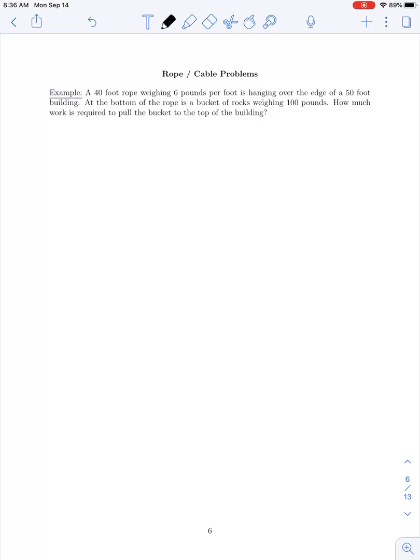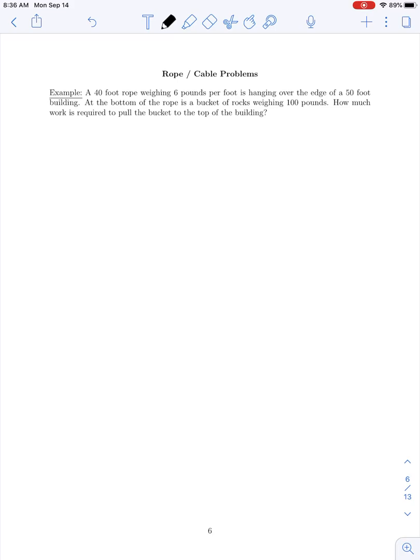Okay, in this lecture, we're going to continue with our section 2.5 material on physical applications of the integral. And in this lecture, we're going to consider determining how much work it takes to lift a rope or a cable, maybe up the side of some building, or if we're pulling, say, a bucket of water by means of a rope up from the bottom of a well, how much work would be required. So these types of problems I'll refer to as rope or cable problems.